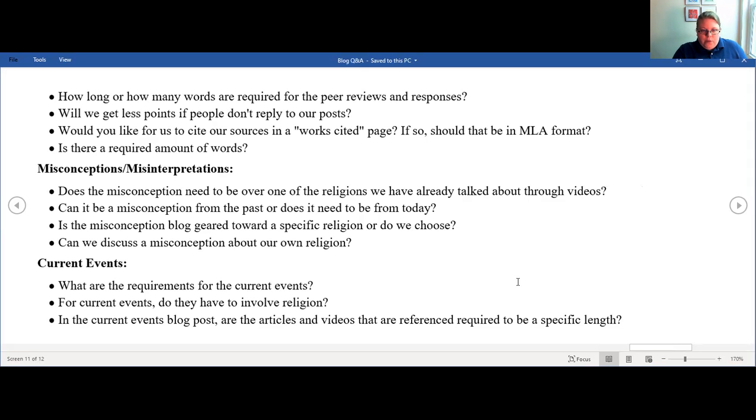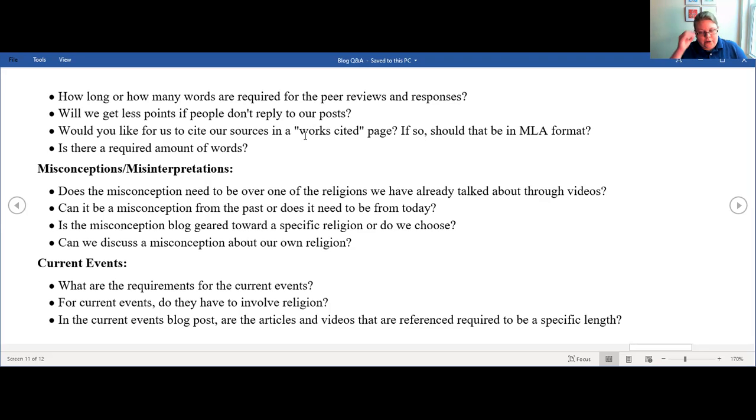How long or how many words are required for the peer reviews and responses? You can see in the guidelines that it's 100 words minimum each. Will we get less points if people don't reply to our posts? No, I would never count this against you. So I want to see you responding to other people's posts. If nobody responds to any of your posts, that will not count against your grade at all. So don't worry about that if that's the case.